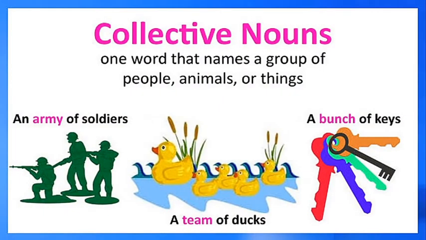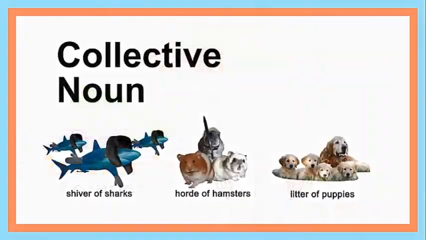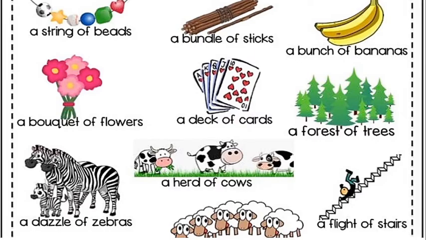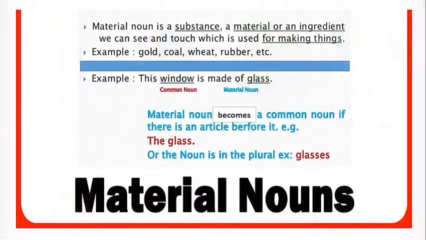We're going to look at collective nouns. A collective noun is a noun that names a group of people, animals, or things. For example, a team of ducks, a bunch of keys, a bunch of grapes, a litter of kittens. You have more examples of collective nouns on screen, such as a piece of jewelry, a pile of money, a drop of rain, and others.